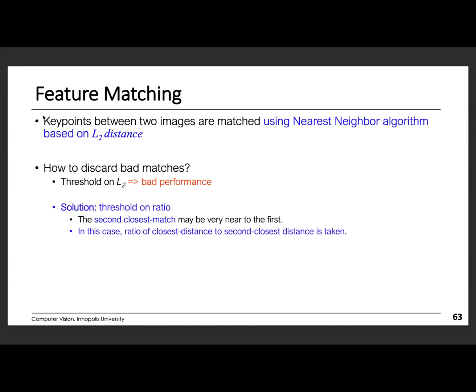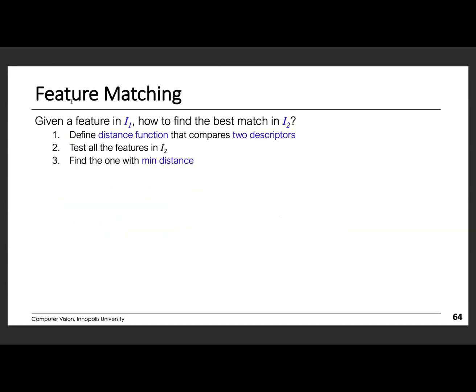In order to solve this, they created a very small trick, which is thresholding on a ratio. So instead of thresholding based on the closest match, the smallest distance, we are now thresholding based on the ratio between the smallest match and the second smallest match. The second closest match may be very near to the first one. And if that's the case, the ratio of closest distance to second closest distance is taken. These scenarios will be more similar. We will see them in this example.